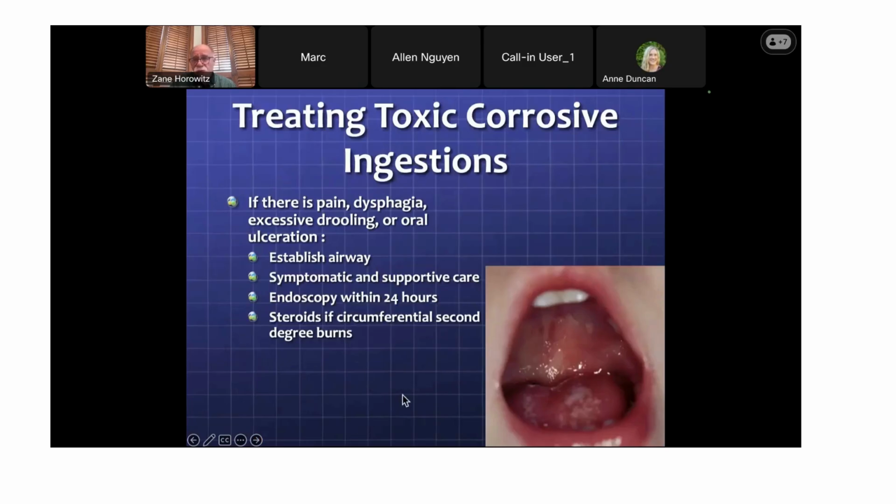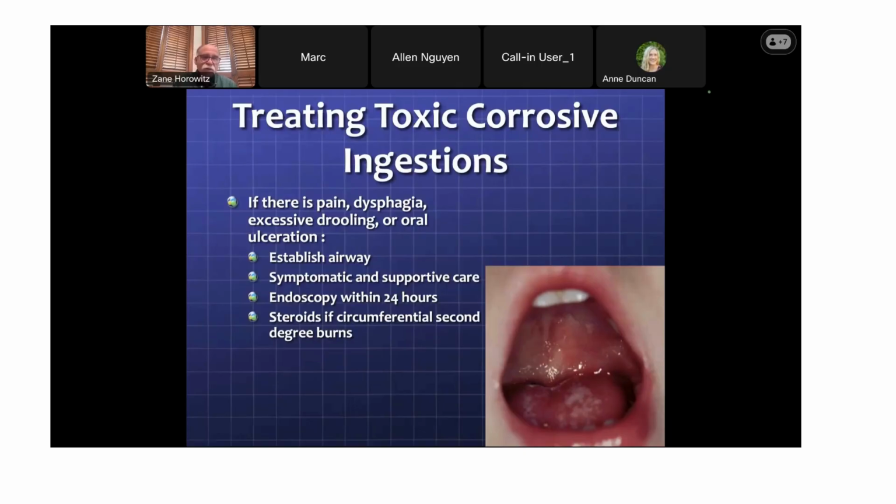So what do we do? We look in their mouth, and if there's pain, or they can't drink water, or they're drooling, or there's ulcerations or edema, then we want to make sure their airway is established. So if there's a risk of them losing their airway, they may need to be intubated. Doesn't happen that often, but sometimes we can decide to get them to rinse out their mouth with water if they can. It's okay to have them swallow and wash whatever's in their esophagus down to their stomach.